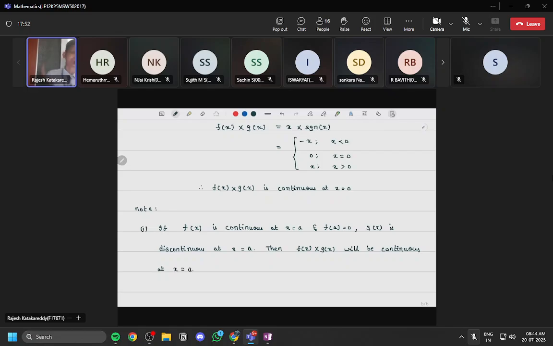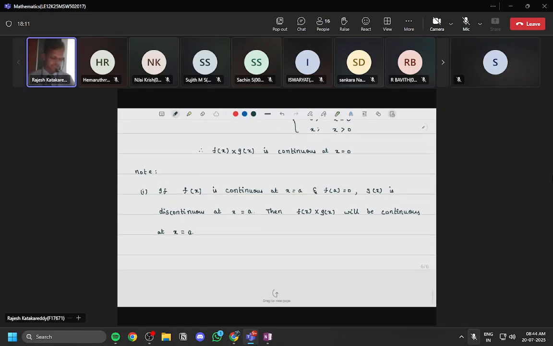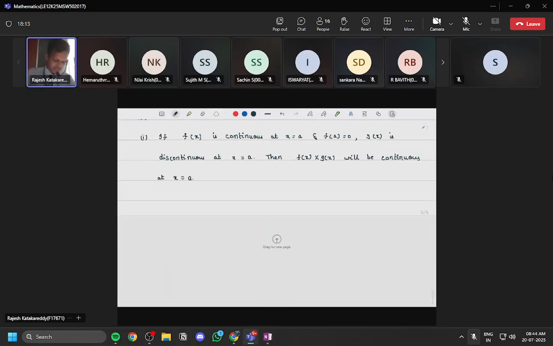This is what I used in the last class as well. If you remember, we were doing continuity for x into greatest integer of x by 2. There I have taken only 0. A few of you asked why, sir, only 0. There I told you we will see in upcoming classes. This is what I mean: one continuous function and another that is discontinuous.